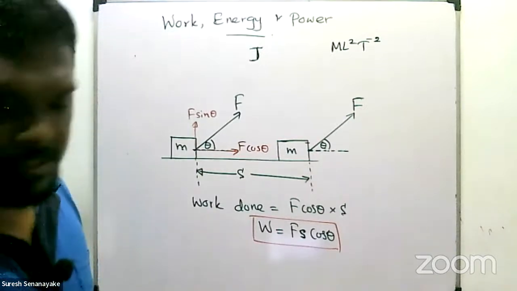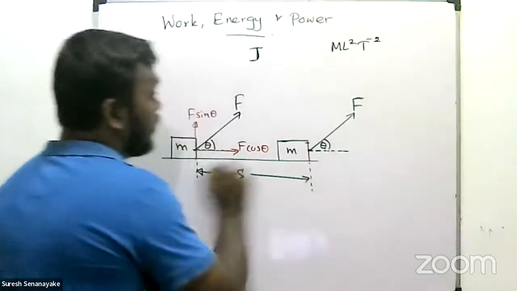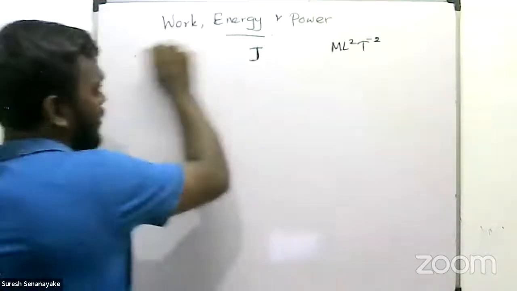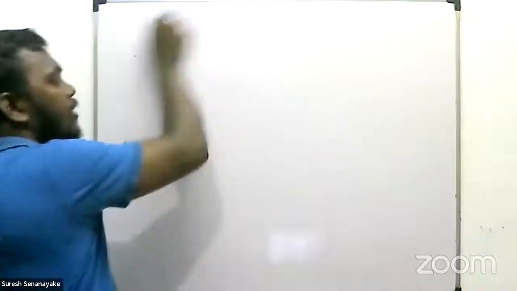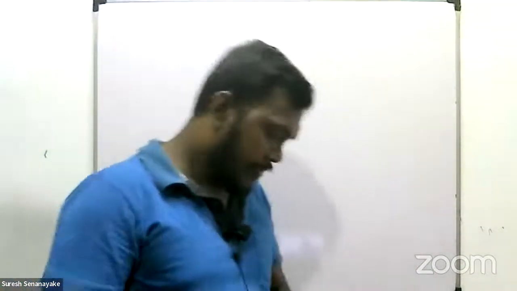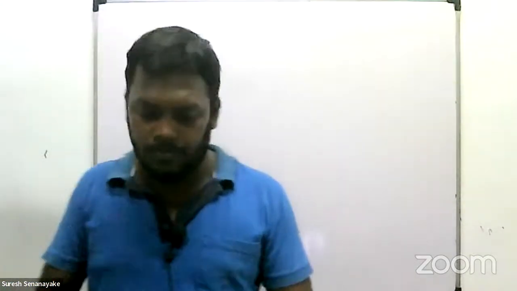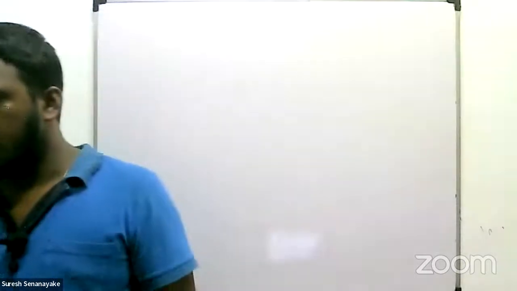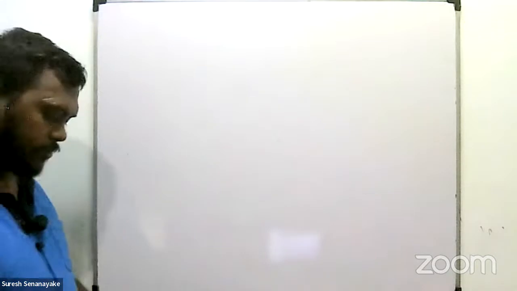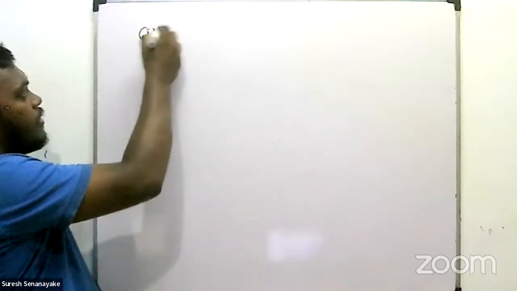Okay, then let's see how work can be positive, negative, and zero. So you can write it as a smaller subtopic: work done in different situations. Under that, the first one is the positive work.